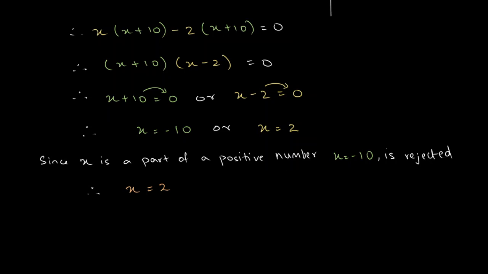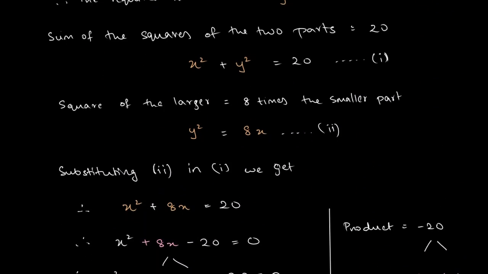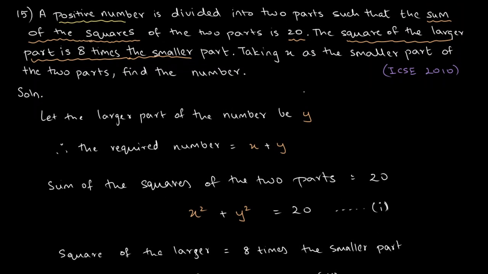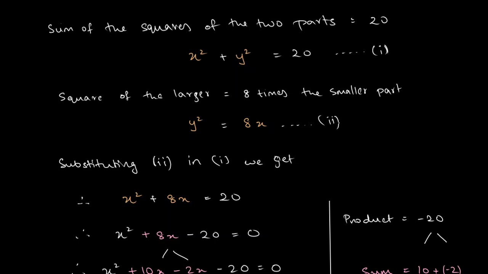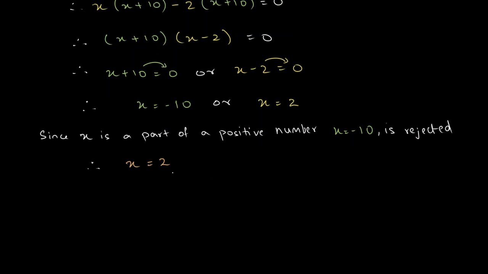But that doesn't end our answer. That doesn't give us our final answer, because we just have the value of x. The question has asked us to find the desired number, of which x is just a small part. To find the number, we need to also find the value of y. So how do you find the value of y? You can either use the first equation or the second equation. Let's use the second. We know y square is equal to 8x, right? So x is equal to 2, and y square is equal to 8x.